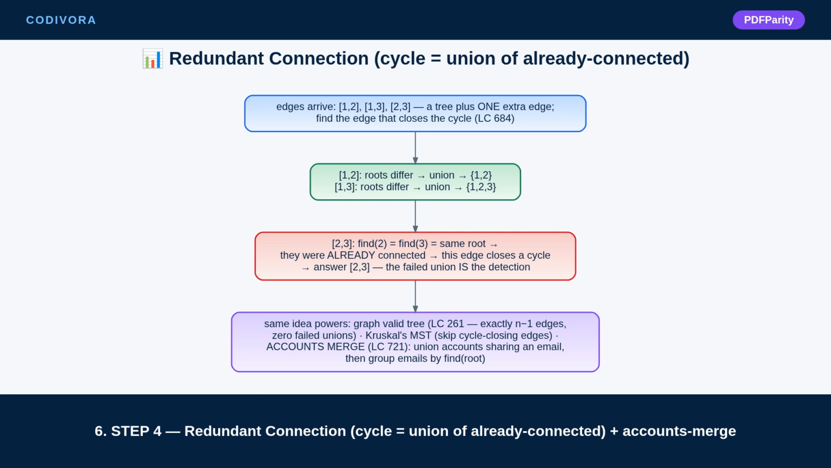Next, the same idea powers Graph Valid Tree, LC 261: exactly n-1 edges and 0 failed unions. Kruskal's MST skips cycle-closing edges. Accounts Merge, LC 721: union accounts sharing an email, then group emails by find root.